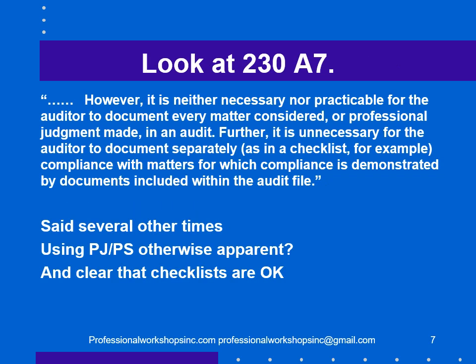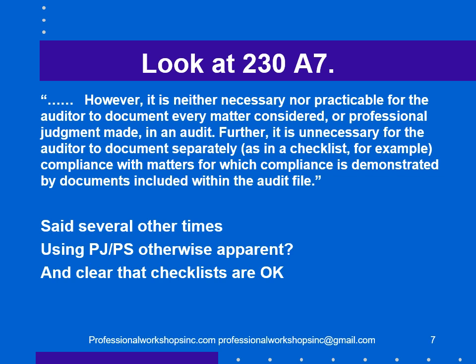Now, one of my other favorite paragraphs, 230A7, let's look at that briefly and see if that gives us some help. However, it is neither necessary nor practicable for the auditor to document every matter considered or professional judgment made in an audit. Particularly mentions professional judgment. Great. Further, it is unnecessary for the auditor to document separately, as in a checklist, for example, compliance with matters for which compliance is demonstrated by documents included within the audit file.